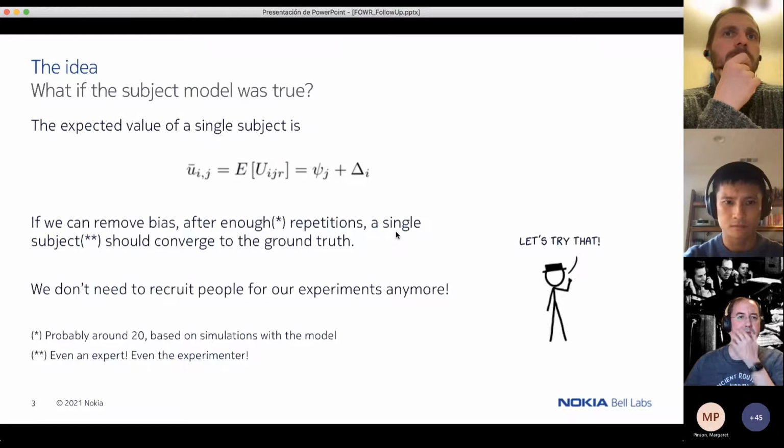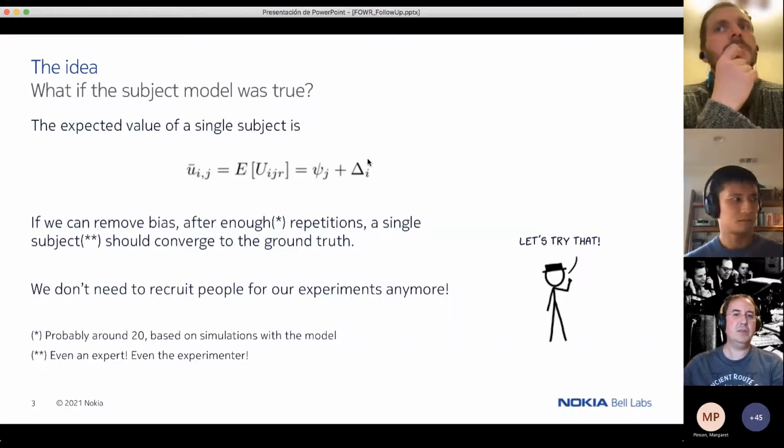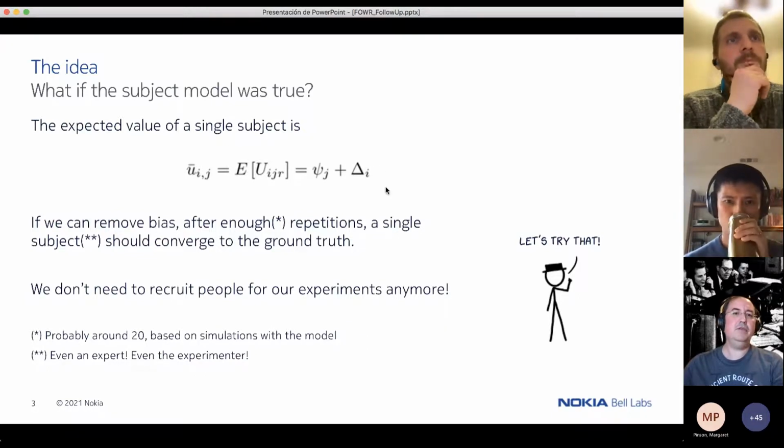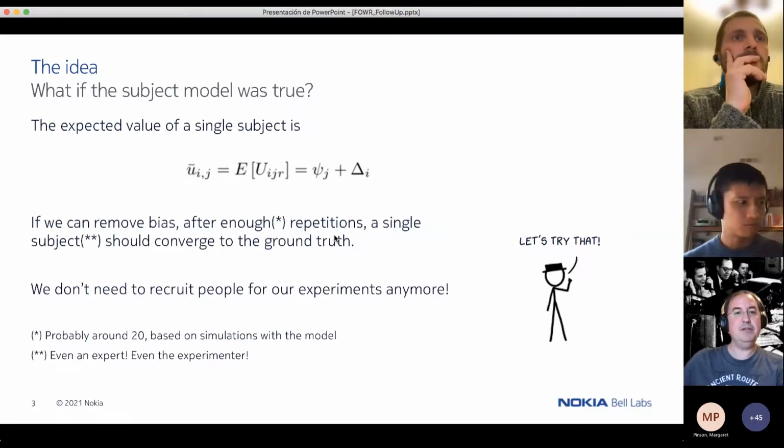So the idea was, okay, what if that was really true? If you put a subject to score the same experiment once and again, you could expect that this random variable of this subject would converge to the true quality that you're looking for plus a bias. And if you could also remove that bias, maybe even after enough repetition, a single subject, even your own, should converge to the ground truth. And then you don't need to recruit people for experiments anymore.